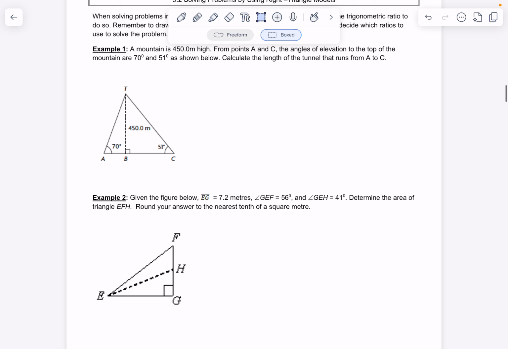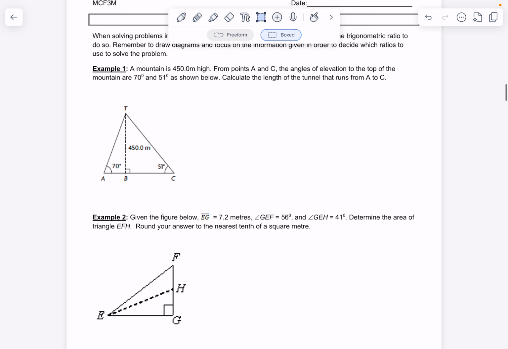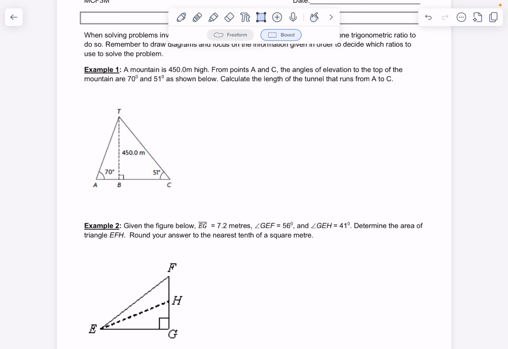Like I said, it's a short lesson, so it's just two examples. In this first one, the problem is a mountain is 450 meters high. From points A to C, the angles of elevation to the top of the mountain are 70 degrees and 51 degrees as shown below. Calculate the length of the tunnel that runs from A to C. So we're looking for the length of the tunnel that runs from A to C. What that means is we're looking for this side length of this triangle right here. If you can picture that big triangle, we need this green line right here.